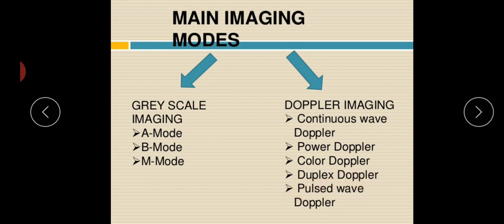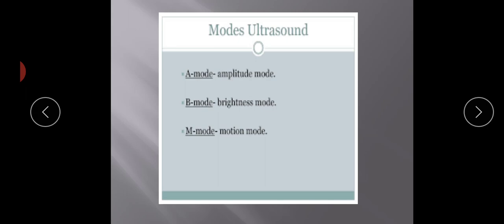Let us first start with the grayscale imaging. So in grayscale imaging, there are three modes. The first one is the A mode, which is the amplitude mode, the B mode, which is the brightness mode, and the M mode, which is the motion mode. Let us first talk about the A mode imaging.